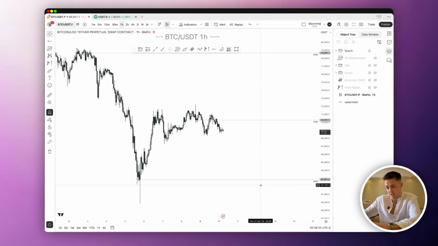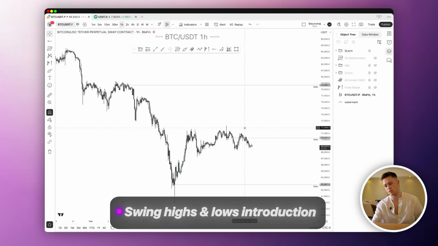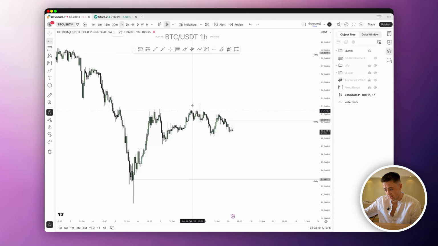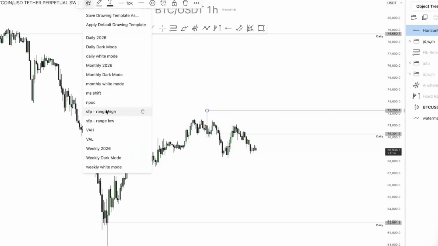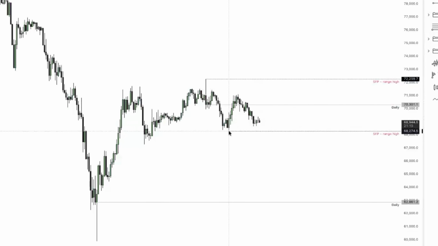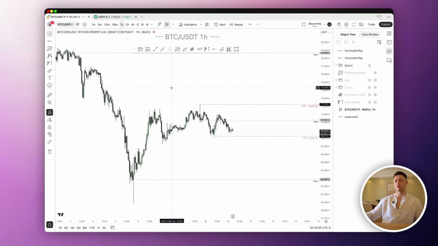Now we are gonna break it down to the hour time frame, and we're gonna identify our swing highs and swing lows of our local range that we are trading. So as of right now, we are trading between 72,200, which would be swing failure pattern range high, and our swing failure pattern range low from 68,200. If you're not familiar with swing failure patterns, I'll pop up the video too. You can go watch that.